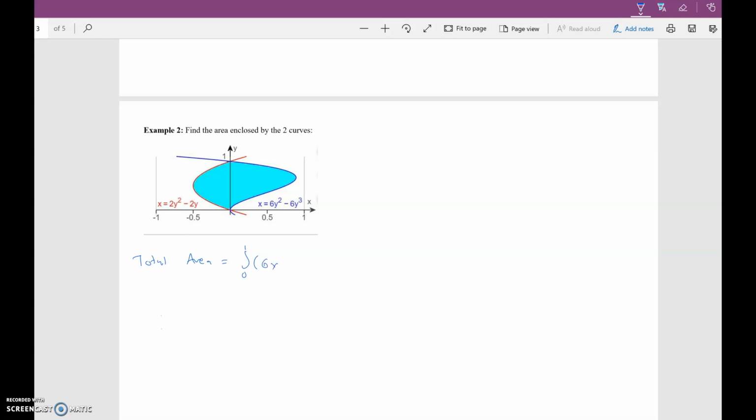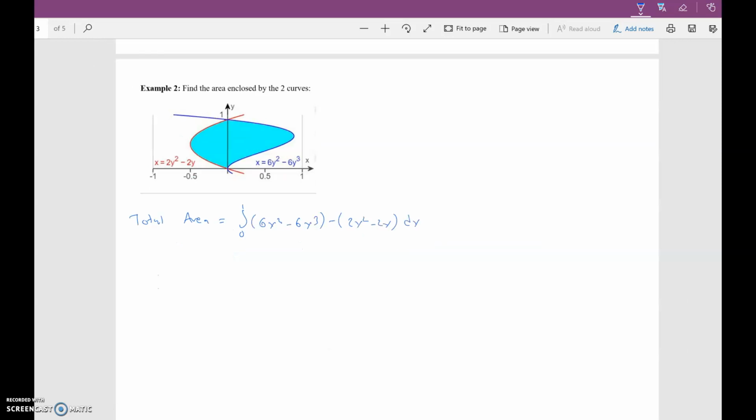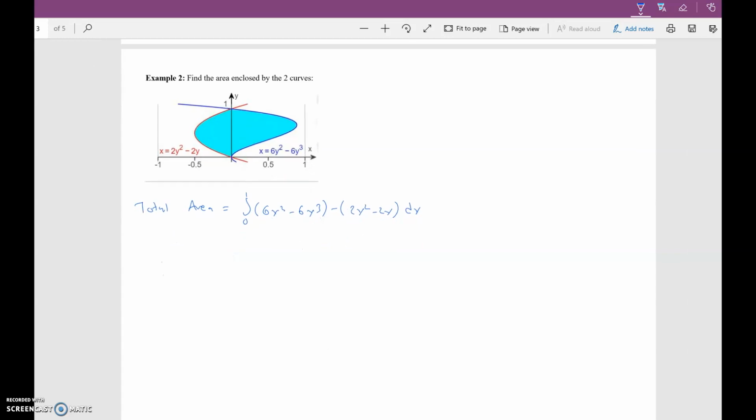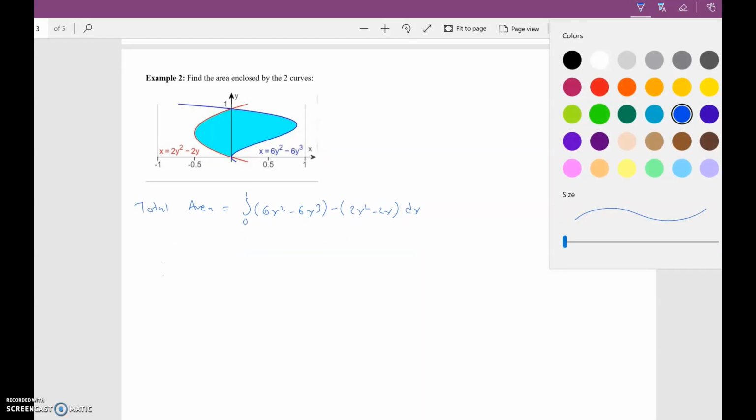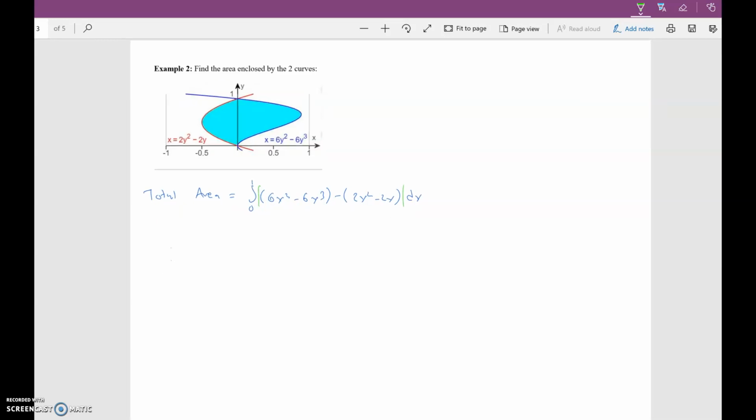So this is going to be 6y to the second minus 6y to the third. That's going to be our first function minus the one on the left. So 2y to the second minus 2y, and all of this is with respect to y. Now, if you were to set up the integral incorrectly, you could just fix this by putting the absolute value. That would take care of it.